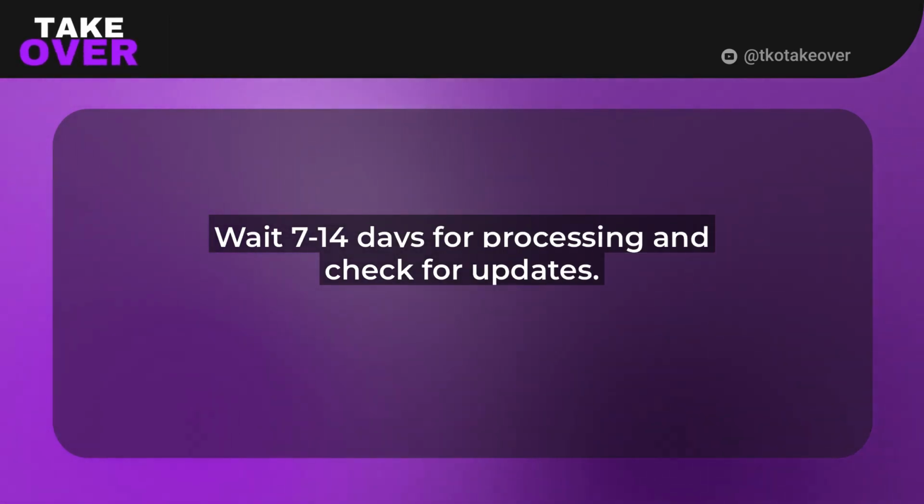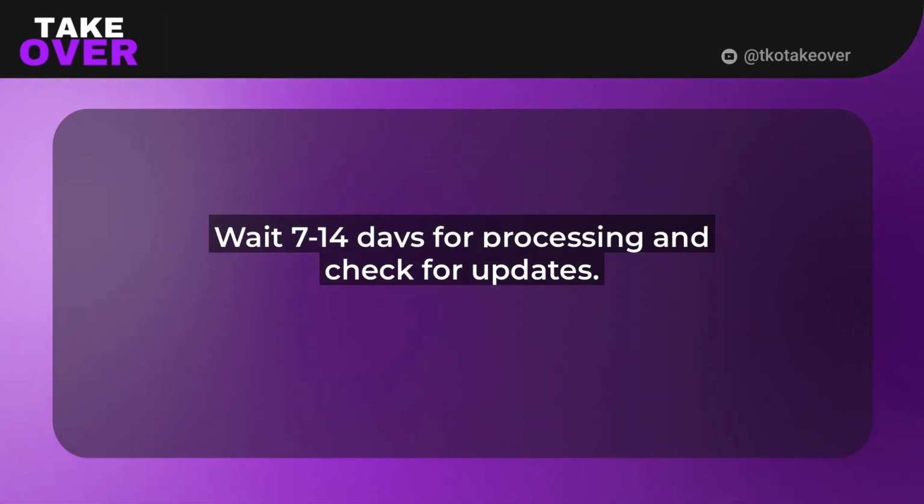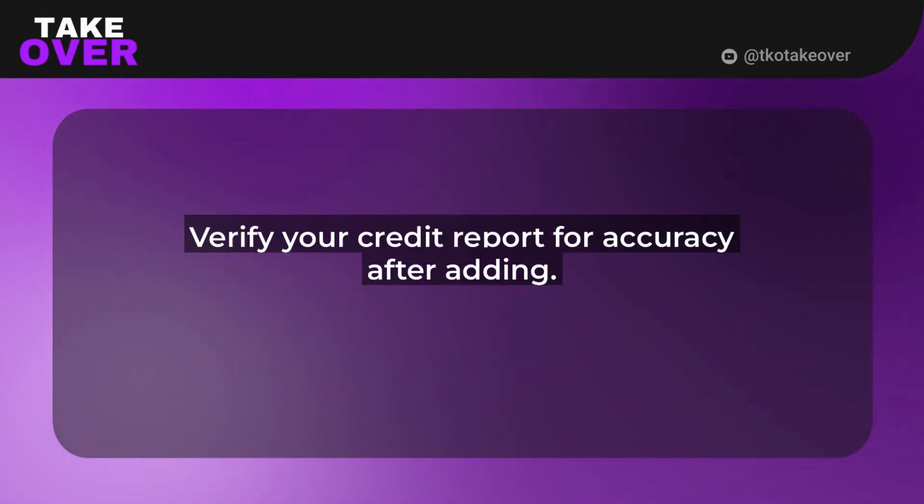A quick tip: always double-check your report after adding a trade line to confirm it's reflected correctly. If there's an error, dispute it right away. Remember, adding a trade line isn't a magic fix, but it can positively impact your credit mix and history. Wrapping this up, by following these steps, you'll be well on your way to enhancing your Experian report in 2025.